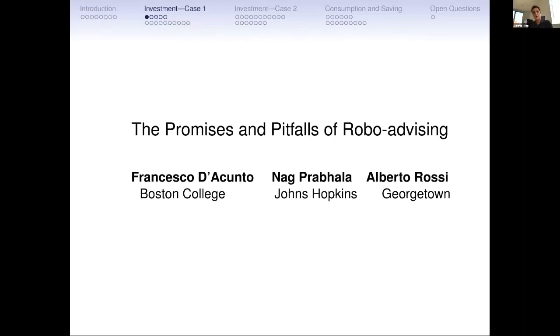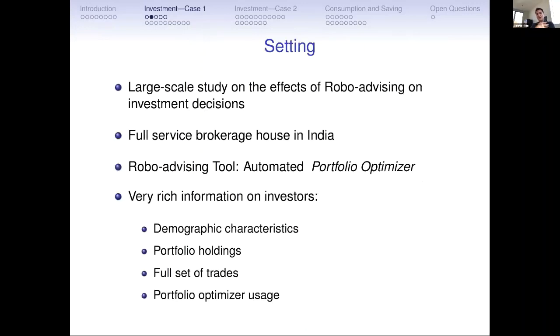Okay, so let me show you the results from this paper. It's called The Promises and Pitfalls of Robo-Advising. The setting is a large-scale study of the effects of robo-advising on investment decisions. We worked with a full-service brokerage house in India, and the robo-advising tool is effectively what you can also find online as an automated portfolio optimizer.